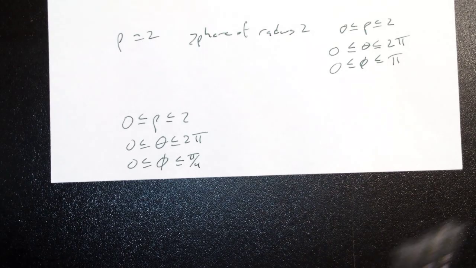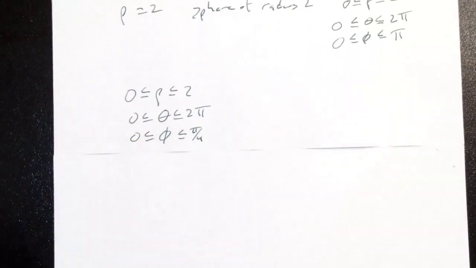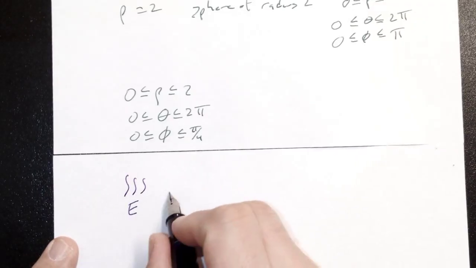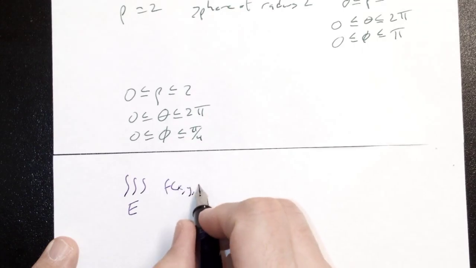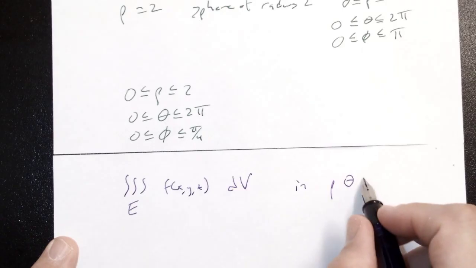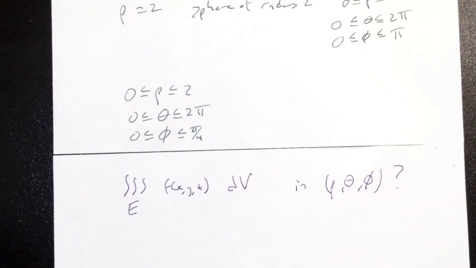Okay. I have a new coordinate system. If I have a new coordinate system, I want to do calculus in that coordinate system. So I need to figure out how to do a triple integral of some function dv in spherical coordinates.